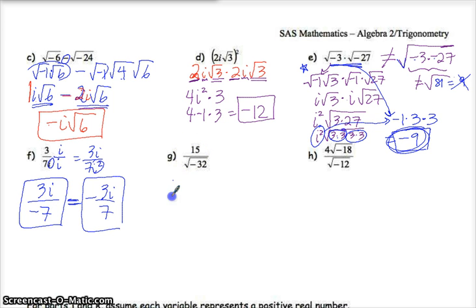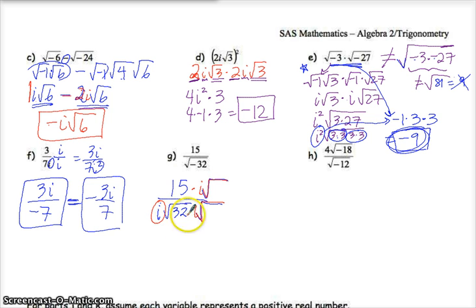Okay, for letter G, if at any time you want to try these on your own, I would pause, right? You should pause, try it on your own, then check your answer. Okay, so 32, well, I'm going to make that positive by taking out the -1. The square root of -1 is i, so that becomes i root 32. Okay, how can I make the square root of 32 a perfect square? Okay, well, first of all, I have to get rid of my i in the denominator, so I've got to multiply by i.